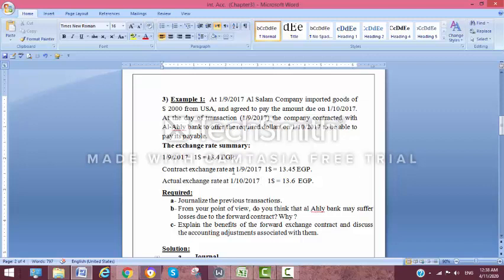The summary for this problem: I purchased the inventory in American dollars, then I need dollars and I will pay in the future.